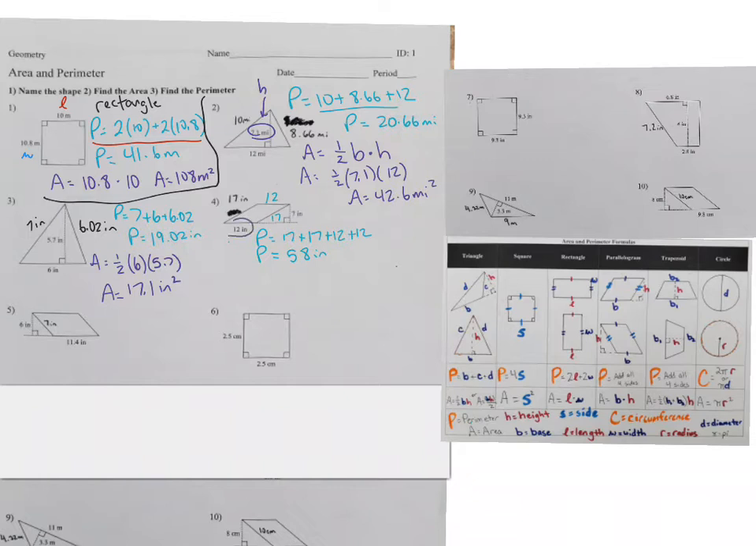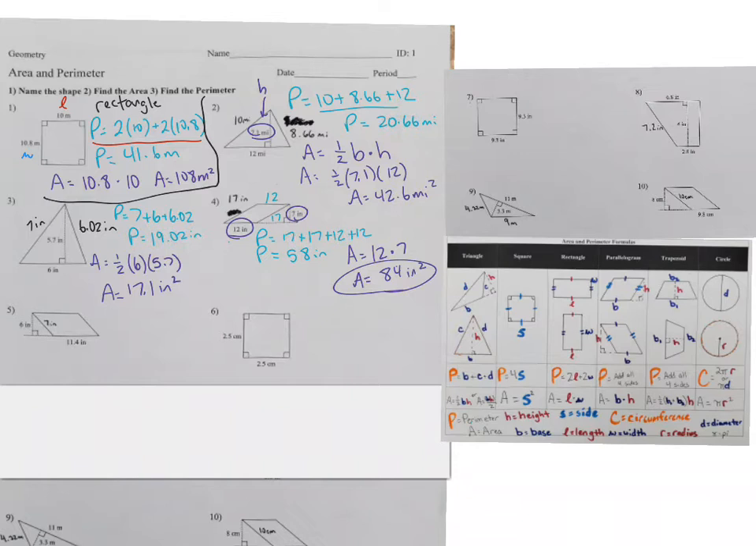Now my area is equal to base times height. So this is the base, this is the height. Remember, the height is always perpendicular to the base. So my area is going to be equal to 12 times 7, which is 84 square inches. Alright, that's it for 4.